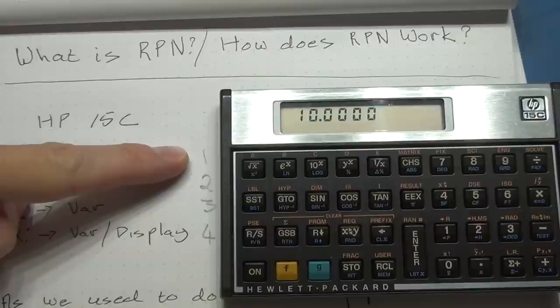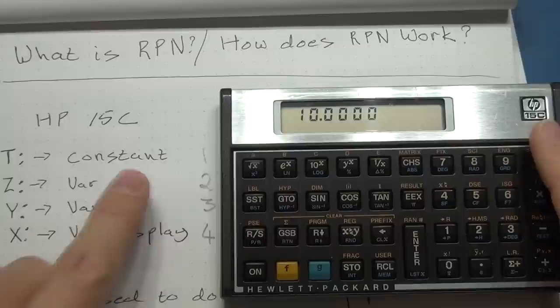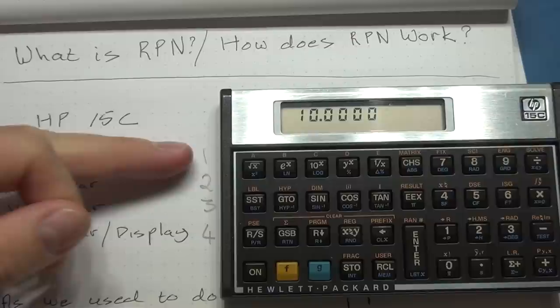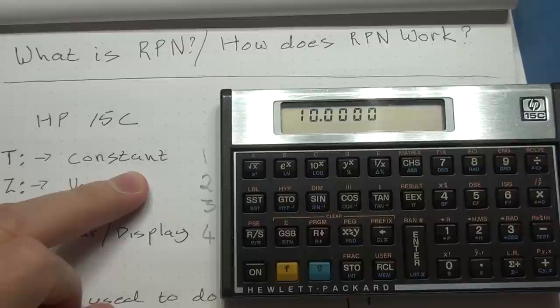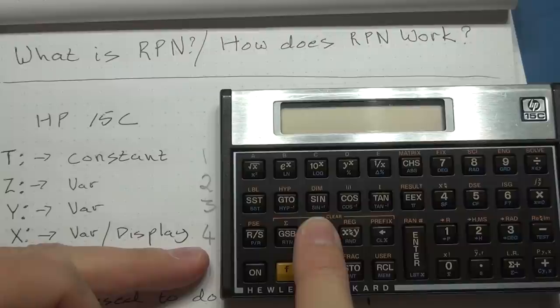Now in theory here, like on the 50G, the stack would be empty because everything has rolled down. But in this case, what the 15C does is it's got the T stack, which has this constant. So what it's actually been doing is feeding the number 1 down through all the stacks. So you can have a constant there that you can use in certain methods. If I push the plus again now, we're going to get 11. And if I push it again, 12. So it continues to add that 1 because now all the stacks have filled up with 1. Let's double check that. If I push the roll down button now, there we go.